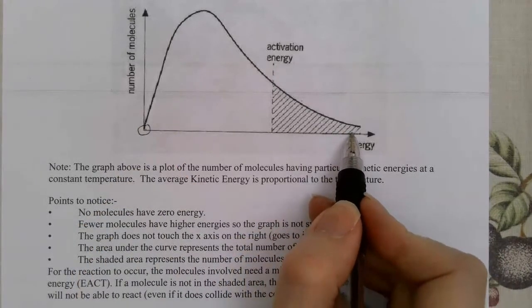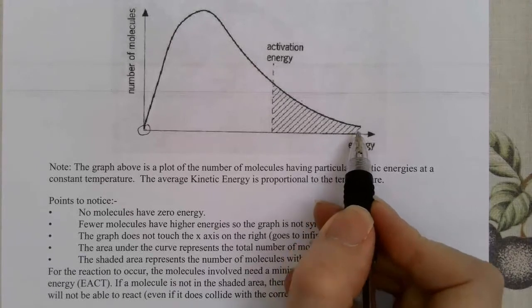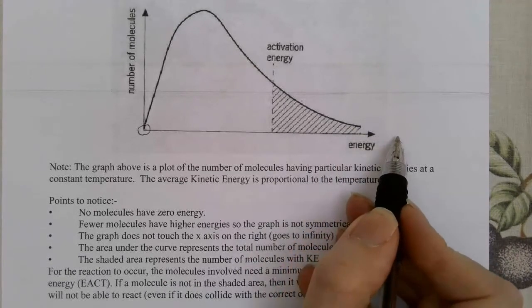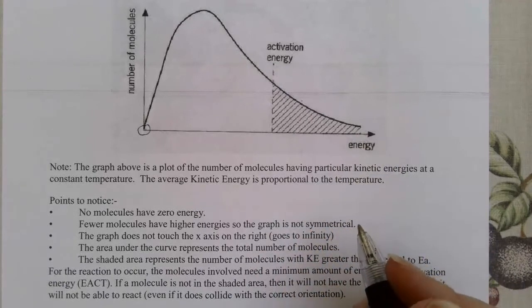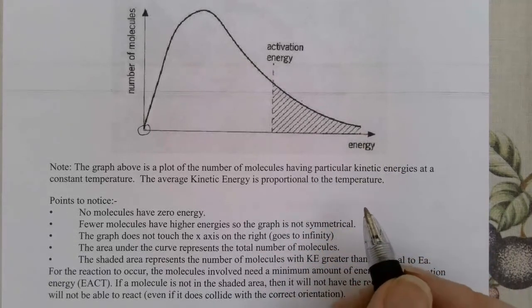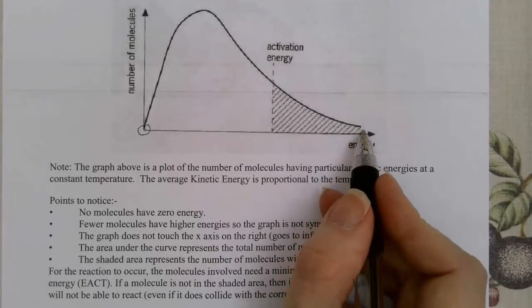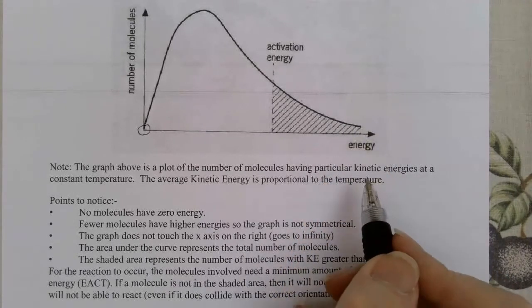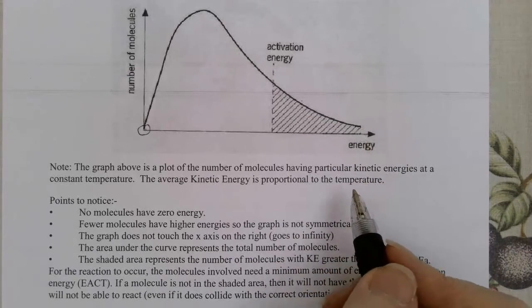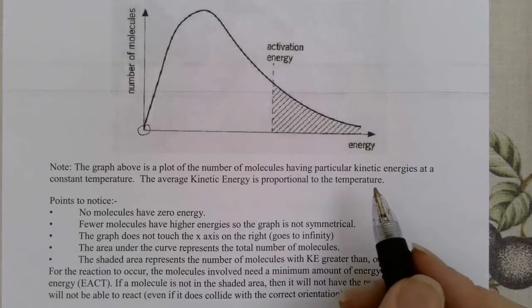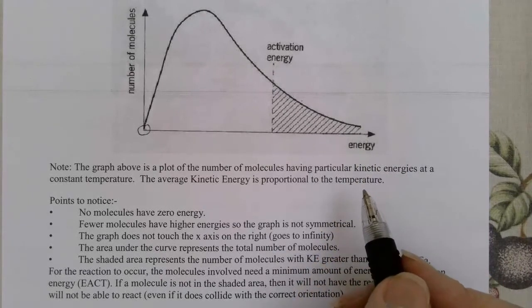Few molecules have very high energy. In fact, there's a very, very small probability of finding a particle with an infinite amount of energy. We don't in real life, but statistically, this line never crosses the axes. It just gets closer and closer to it the further you get along the axes.